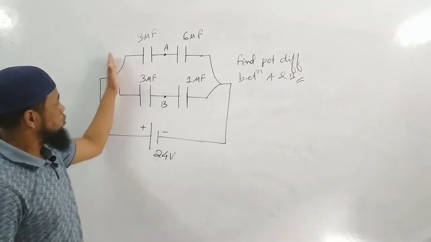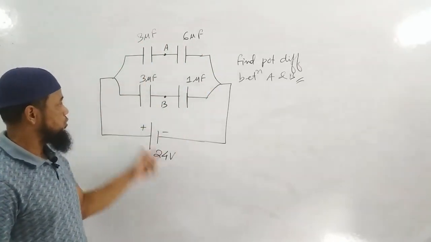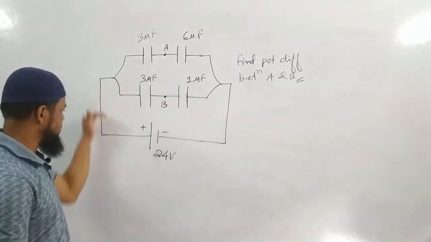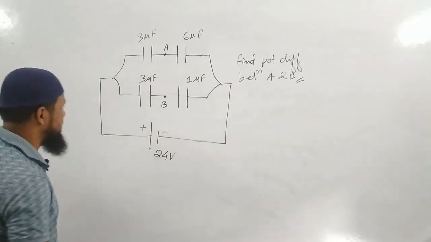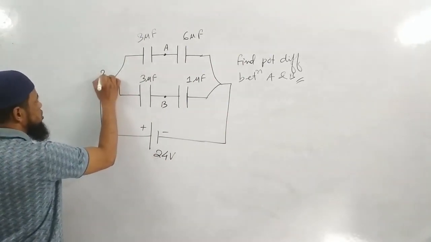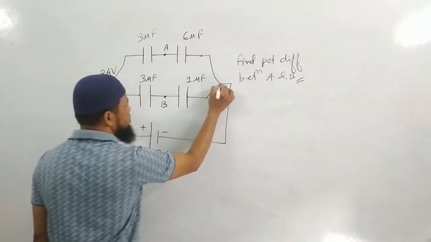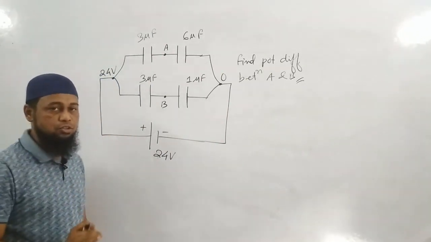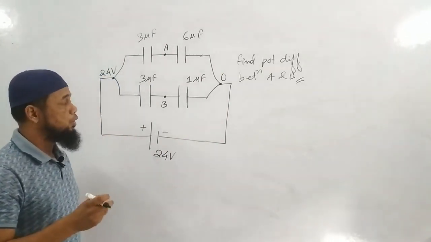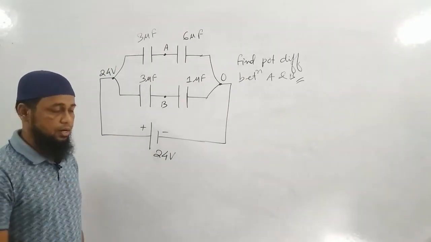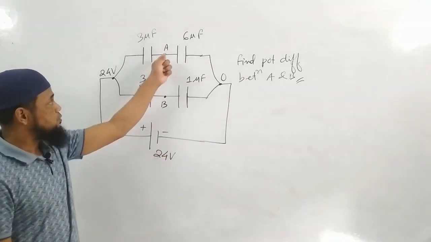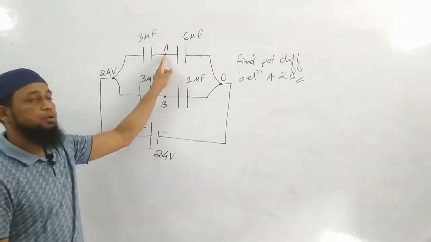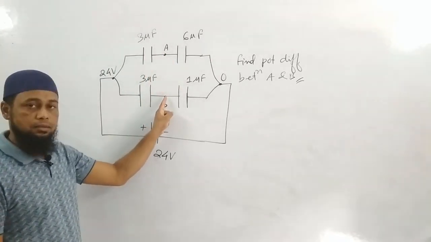On the upper arm, total potential drop is 24. Through the lower arm, total potential drop is 24, because on this side or on this side there is no capacitor. So this particular point potential is 24 volt, and this particular point potential is 0 volt. I just do not want to solve the question, but I want to show you how you can solve the problem very quickly. We have to find the potential difference between A and B, so we have to find the potential at A and the potential at B.